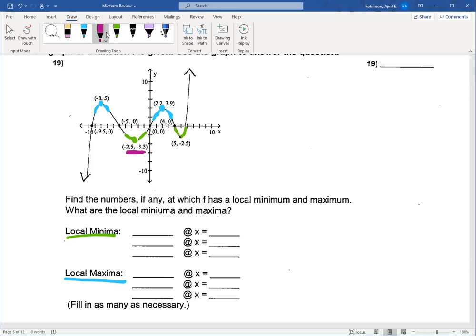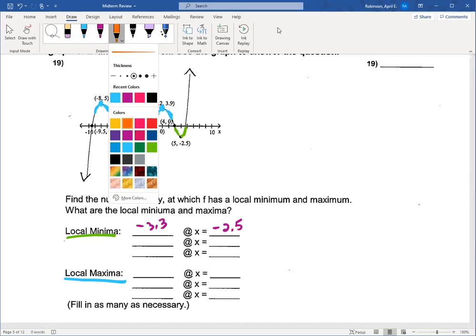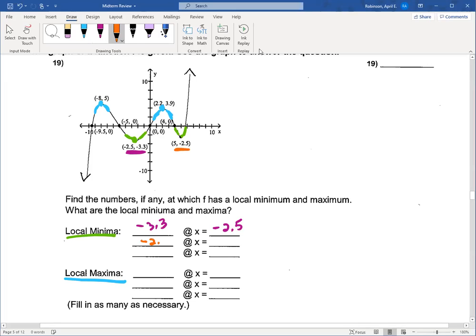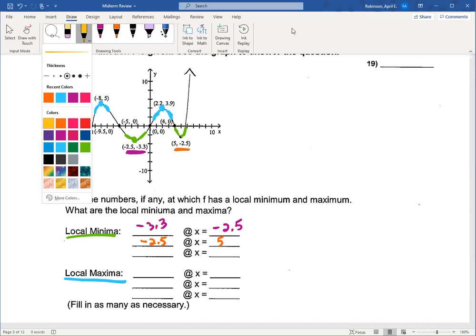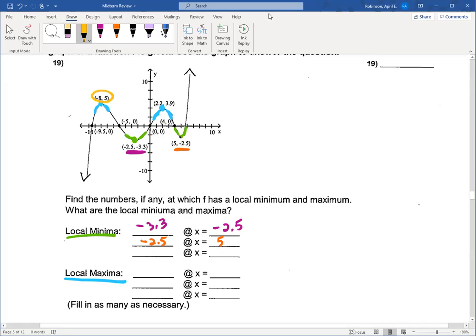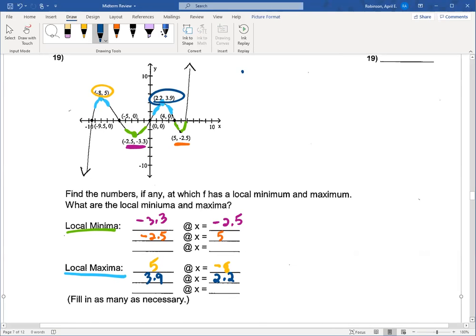This one right here, you would say there is a local minima of negative 3.3 at x is negative 2.5. And then this other one over here, it has a minima of negative 2.5 at x is equal to 5. And then the maximas, if I'm looking at this one, I would say it has a maxima of 5 at x is negative 8. And then the other one, dark blue, I would say the maxima is 3.9 and it occurs at x is 2.2. Is there more questions? No, that was it.